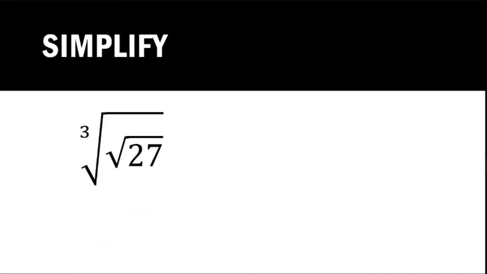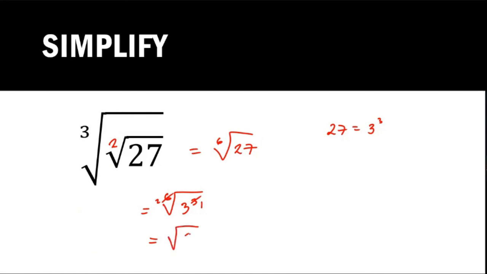How about the cube root of the square root of 27? I will just multiply. 2 times 3, the sixth root of 27. And 27 is equal to 3 cubed. So I will just rewrite 27 with 3 cubed. So that is the sixth root of 3 cubed. Simplifying, there is a common factor, which is 3. 3 divided by 3 is 1. 6 divided by 3 is 2. So that is now the square root of 3 as the final answer.